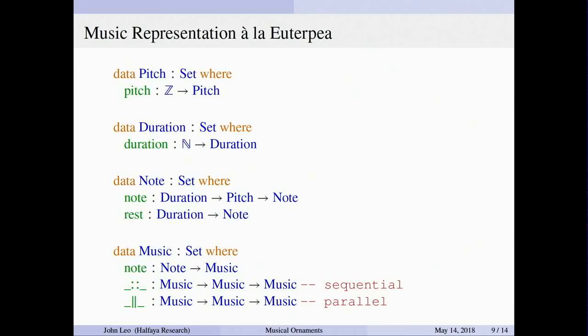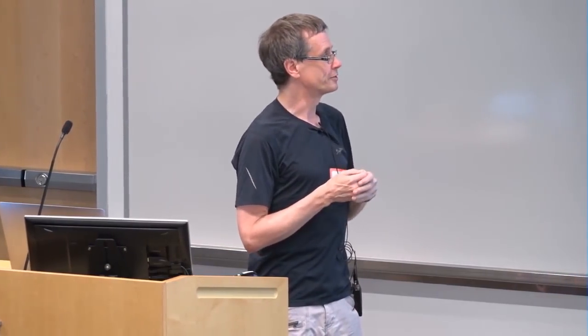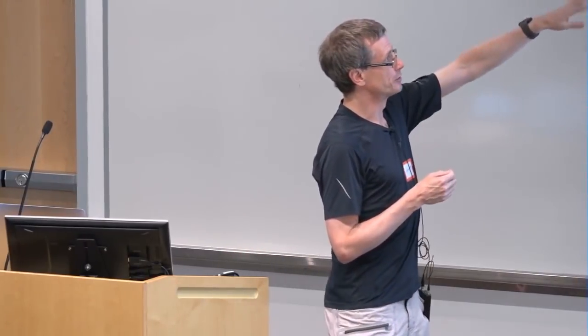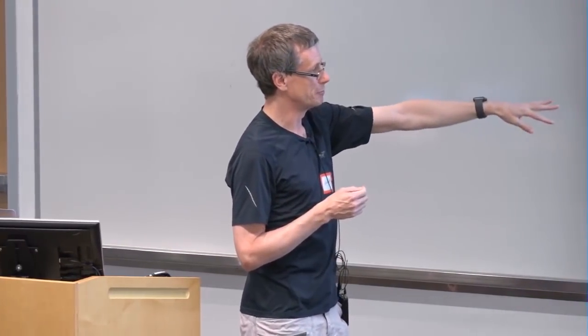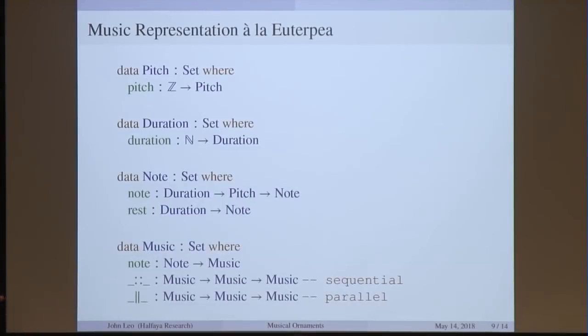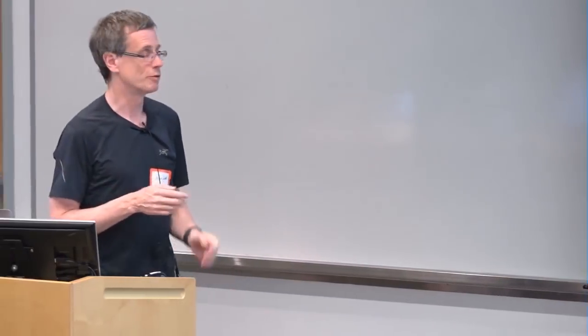All right. So anyway, to get this to work and have a nice tool, we need a good representation of music. How do you represent music? I've thought about it for a while, and I don't think there's a perfect representation. There's a lot of good ways to do it, and they all have pluses and minuses. So right now I'm using something that's pretty close to Utopia, where you have pitches and durations, so you can make notes out of them, and then music out of that, and you can compose things sequentially or in parallel.